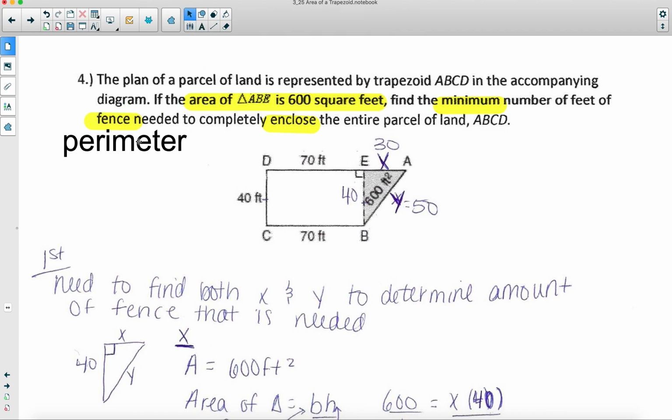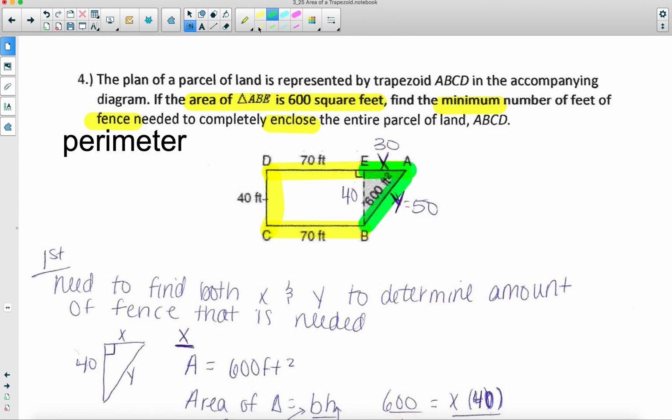So in order to find the perimeter, if I just go ahead and say, okay, I have to find this. Oh, that's easy. It's 70. This, oh, that's easy. That's 40. This, not so easy, because this is missing and also this is missing, right?